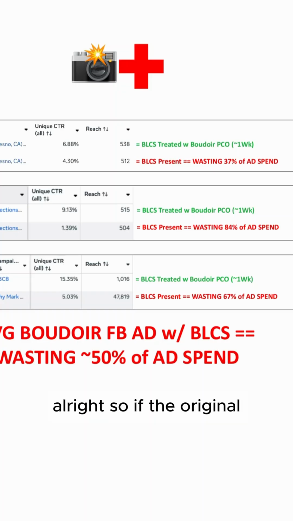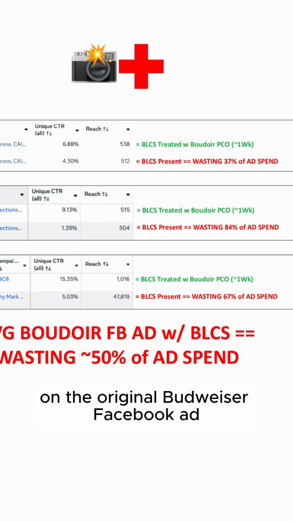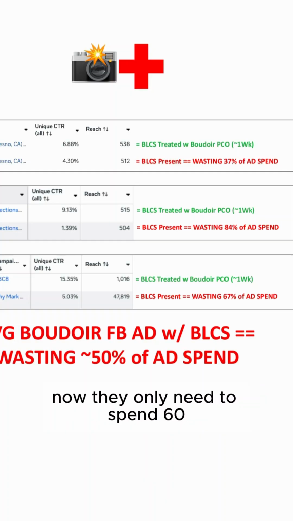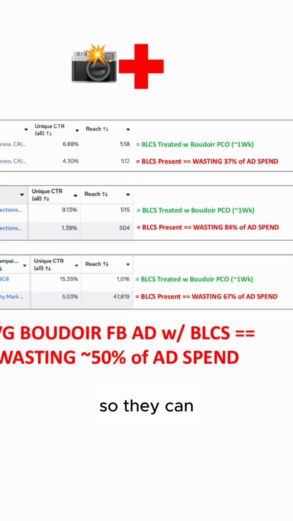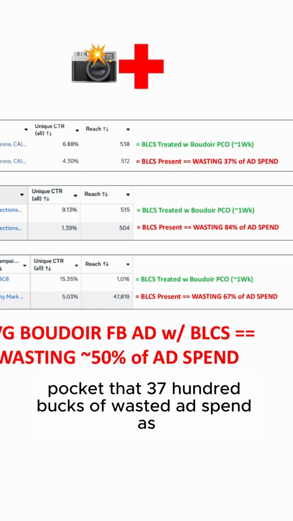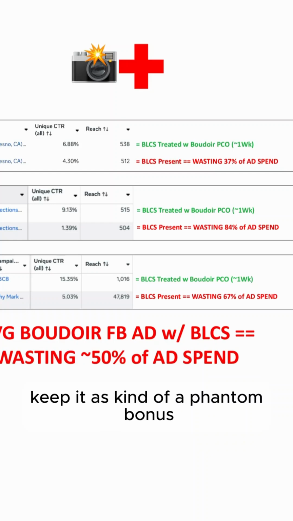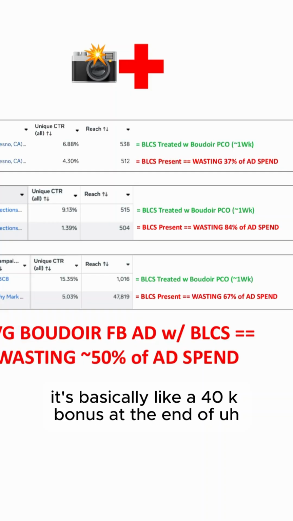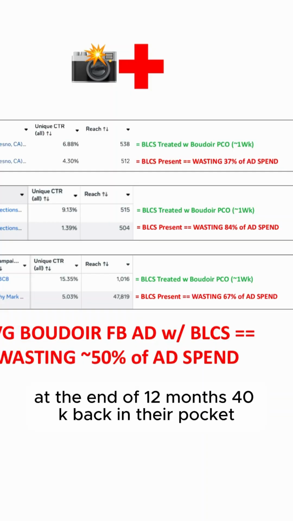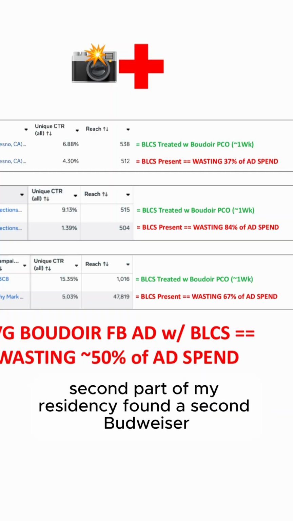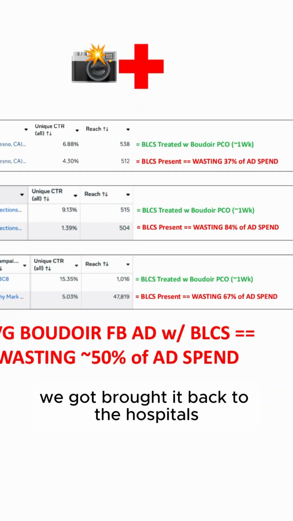So if they're spending 10 grand a month on the original Boudoir Facebook ad, now they only need to spend $6,300 a month on the Boudoir Pico treated Facebook ad. So they can pocket that $3,700 of wasted ad spend and keep it in their pocket. They eliminate that wasted ad spend, keep it as kind of a phantom bonus. It's basically like a 40K bonus at the end of 12 months, 40K back in their pocket.